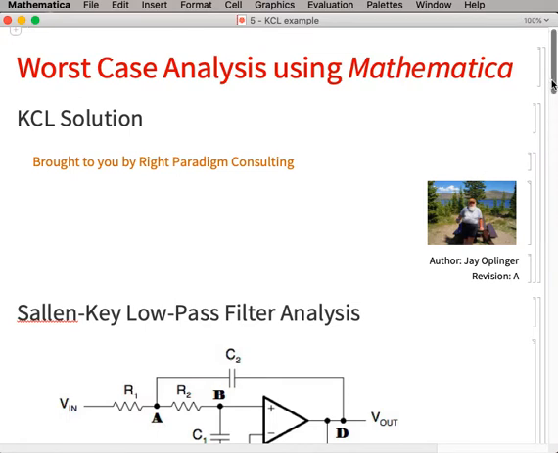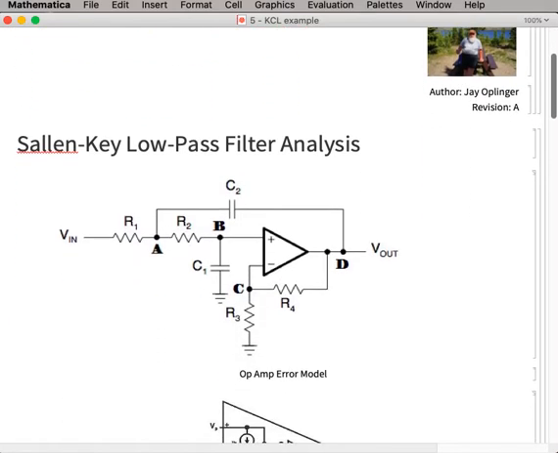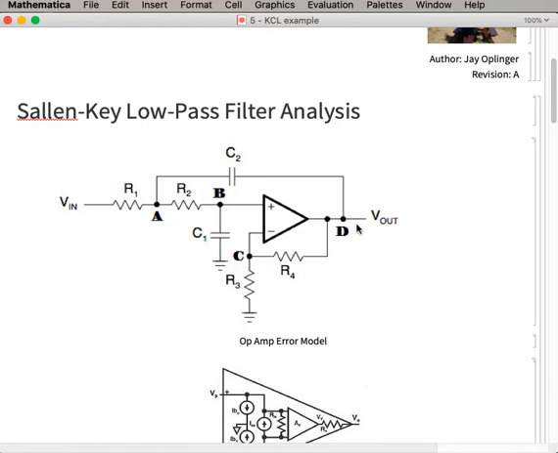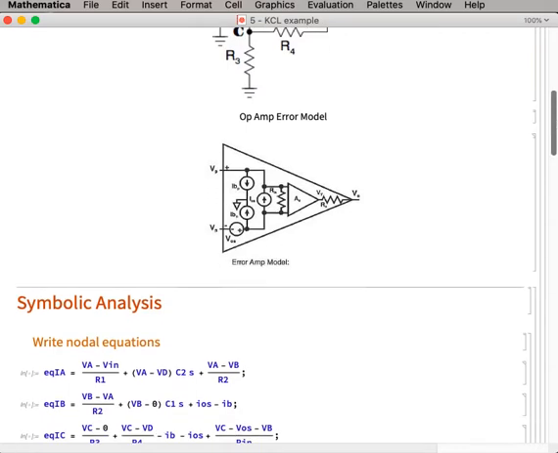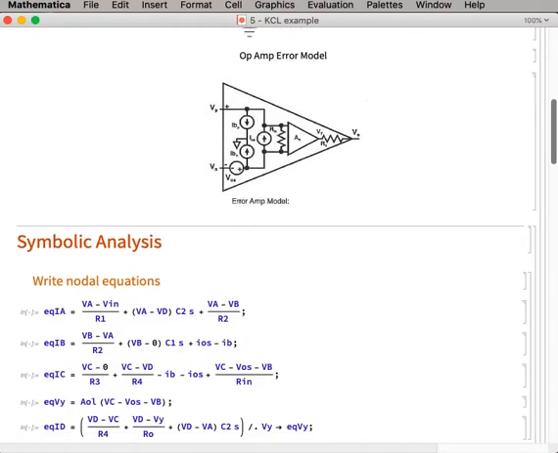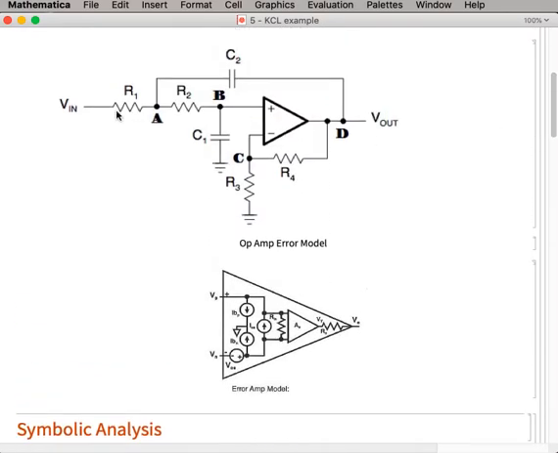I'm the author. So this time I thought we would look at an active low-pass filter. And I've given you the circuit here with the nodes labeled A, B, C, and D, and also the op-amp error model we will use. And from that we will begin to write the nodal equations, and we'll label them IA, IB, IC, and ID.